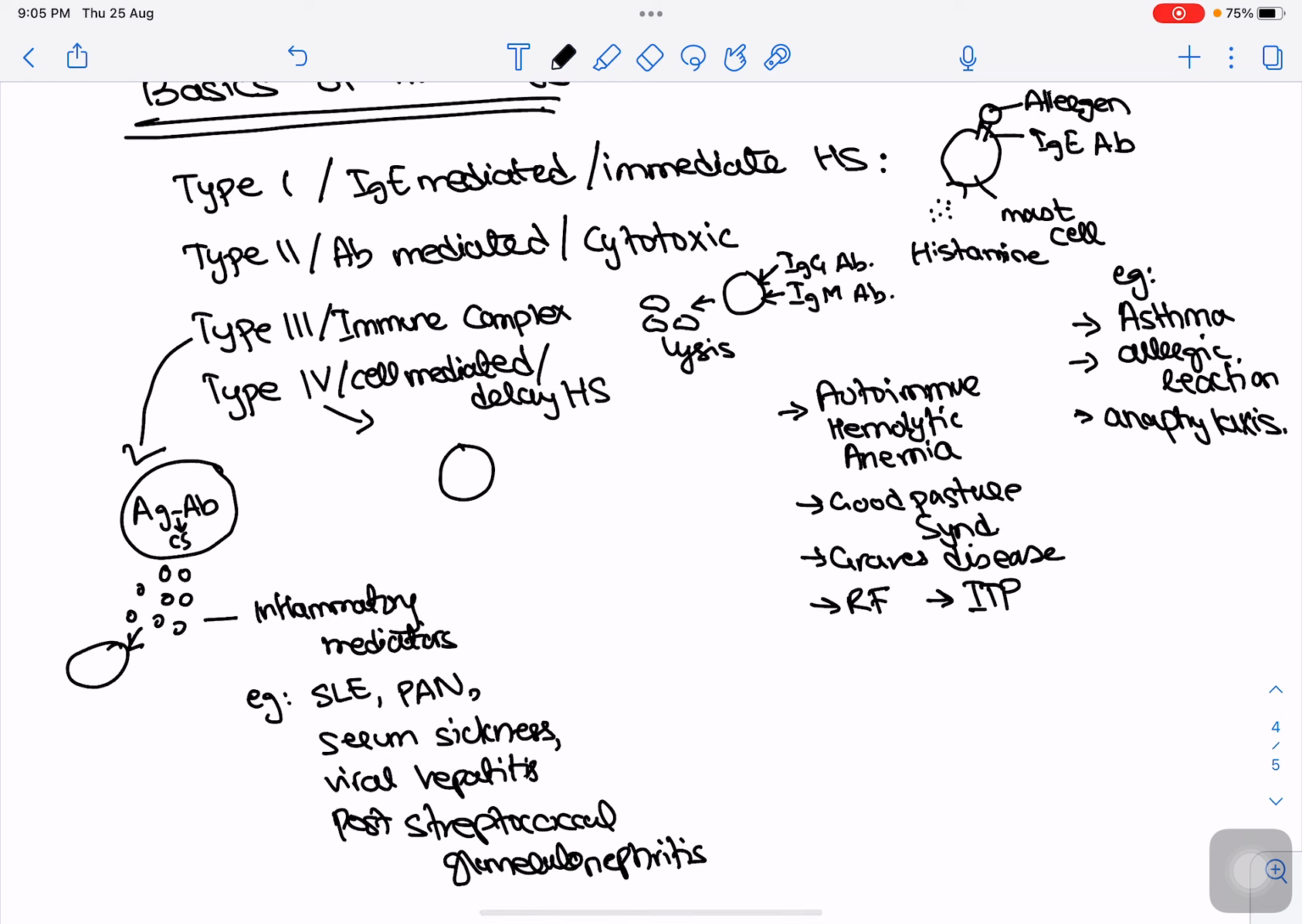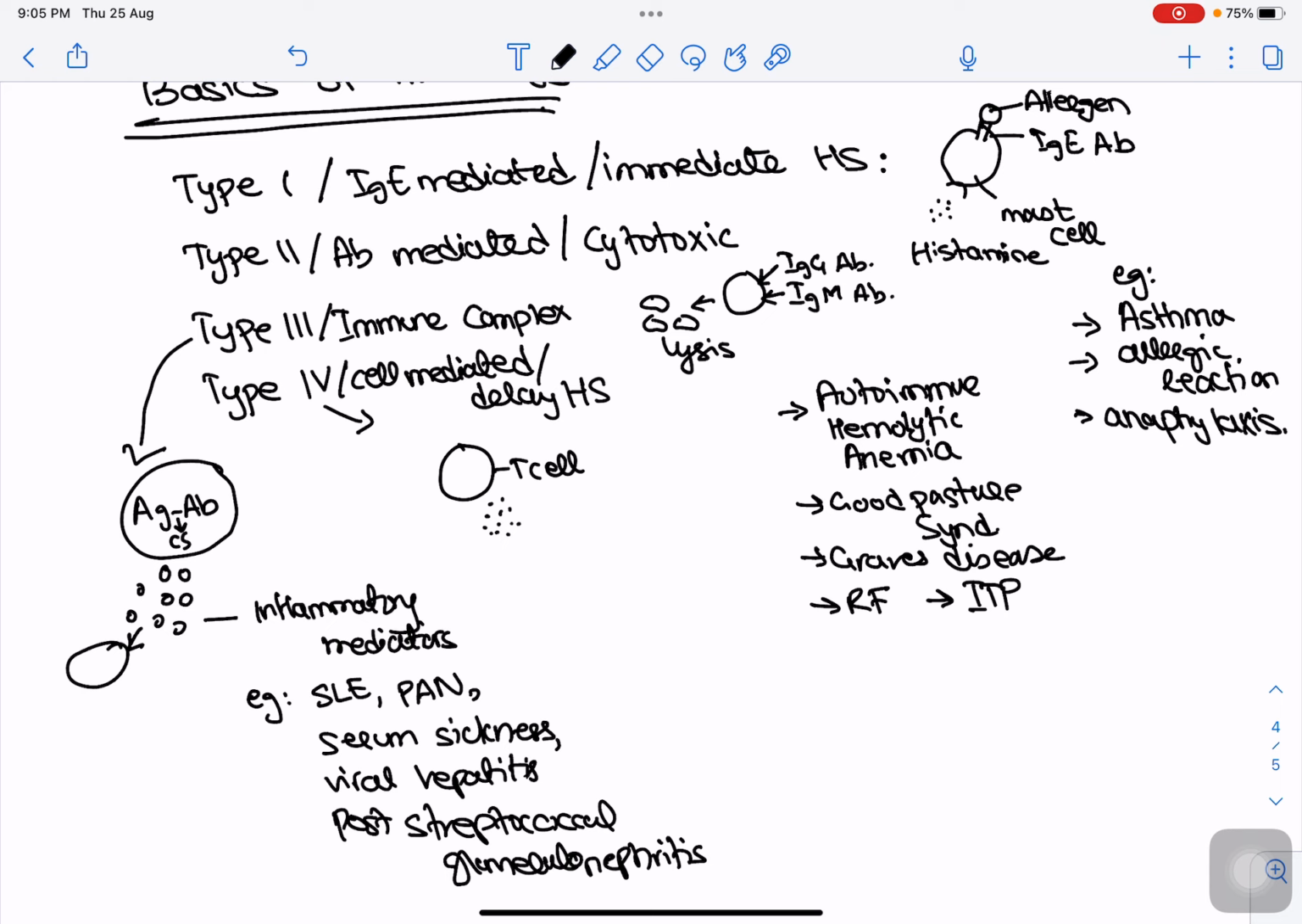This is the T cell that, once sensitized, would release cytokines and cause T cell mediated toxicity. Basically, this is the T cell that would release cytokines when activated, and that would definitely destroy further cells.